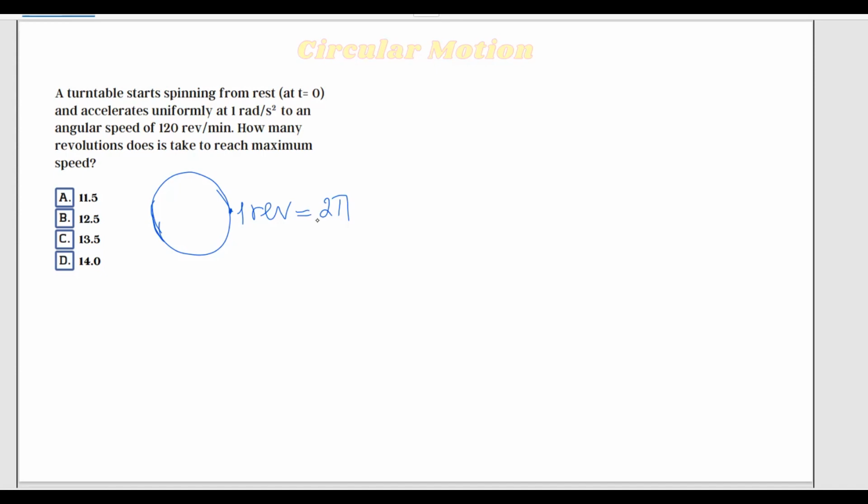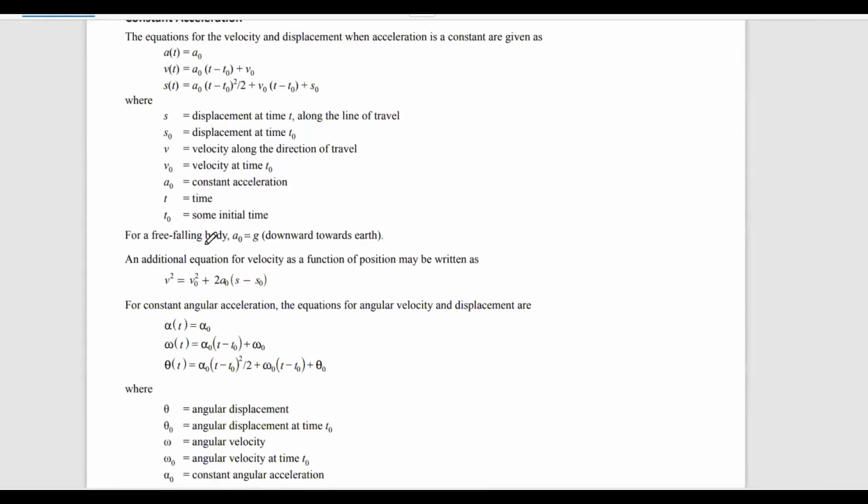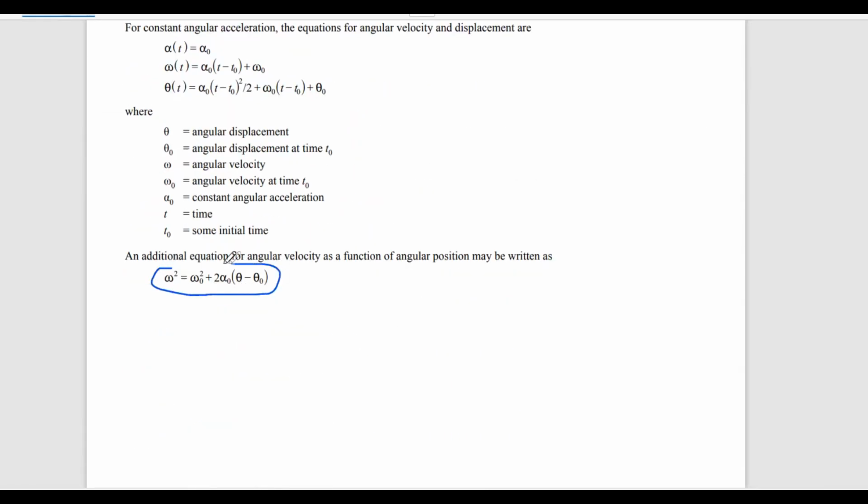So how are we going to do this? We have an angular speed, which is omega equals 120 revolutions per minute. And then we have a uniform acceleration, which is a constant acceleration, which means the angular acceleration equals 1 radian per second squared. Let's go back to the FE handbook, and I'm going to show you a formula for constant acceleration. This is the formula I was talking about.